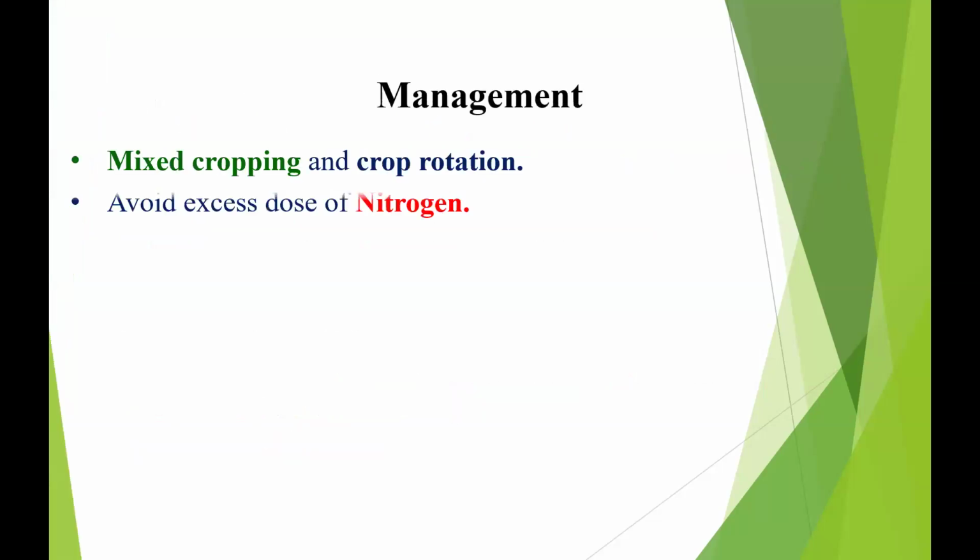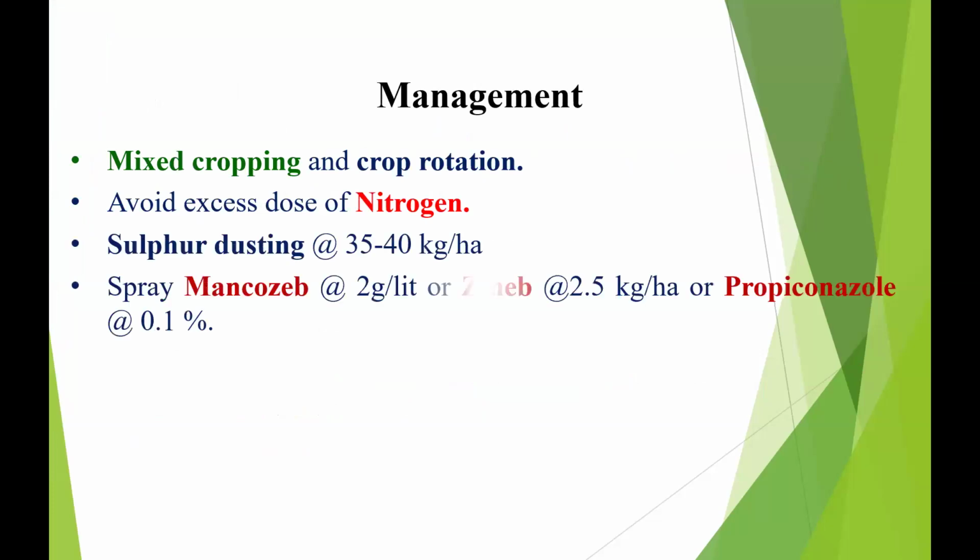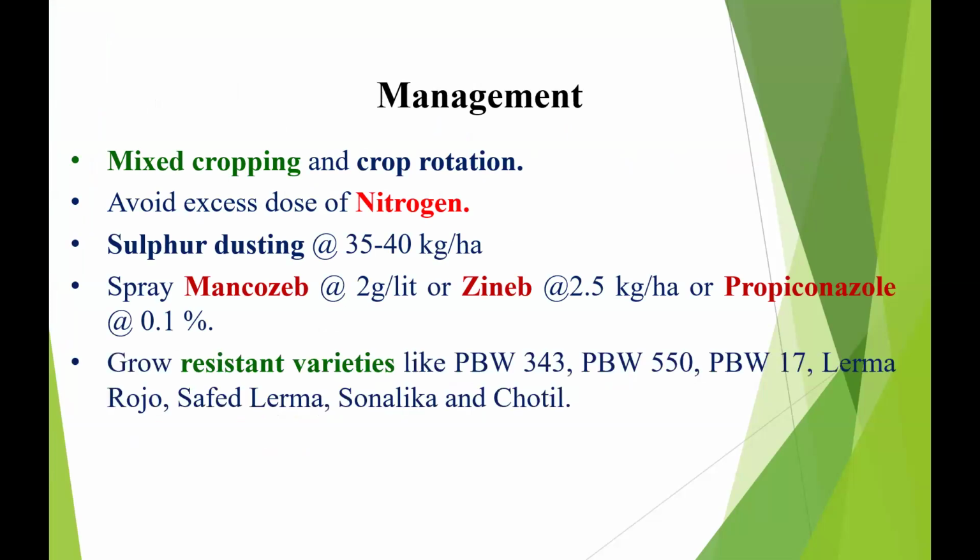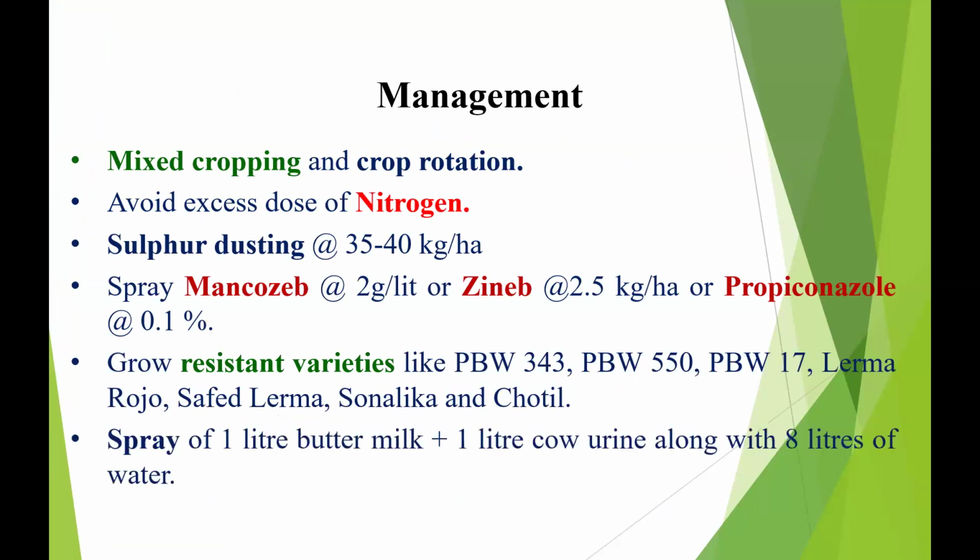Management can be done by mixed cropping, crop rotation, avoiding excess doses of nitrogen, sulfur dusting, and spraying mancozeb, zineb, or propiconazole at the rate of 0.1%. Growing resistant varieties like PBW343 and so on. Spraying 1 liter buttermilk plus 1 liter cow urine along with 8 liters of water.